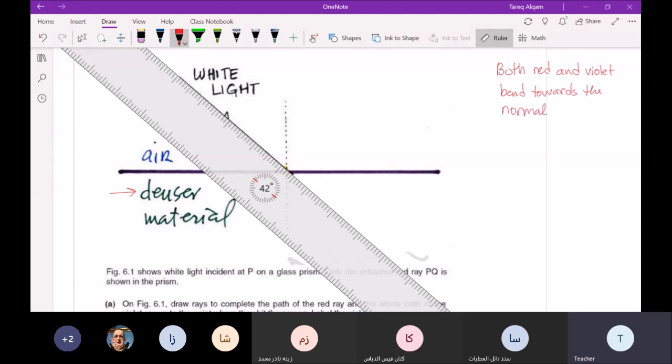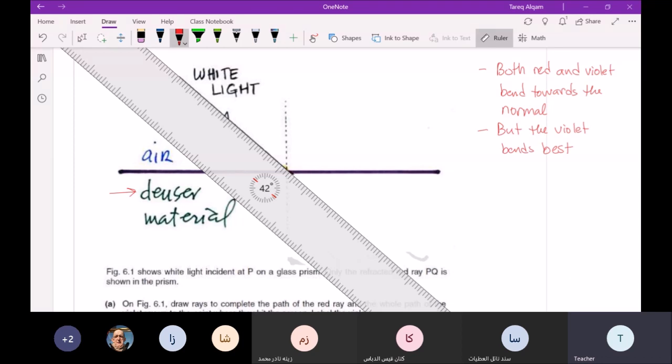Why? Because the light is coming from air to a denser medium. Okay, from air to a denser medium. But the violet bends best. Focus with me on this.